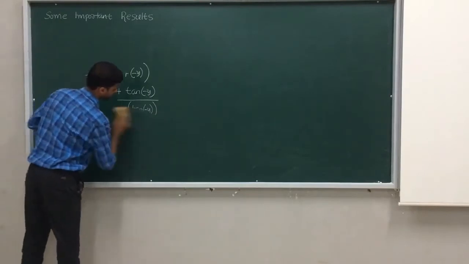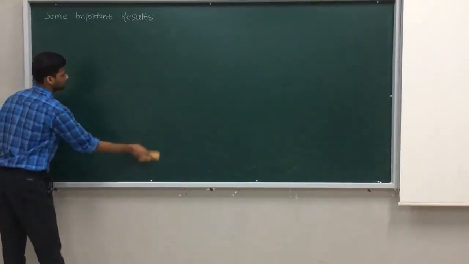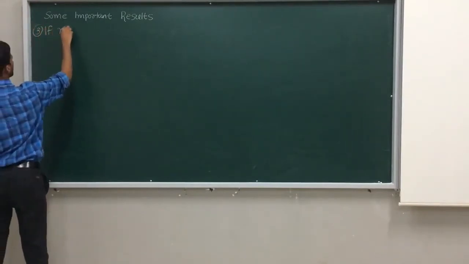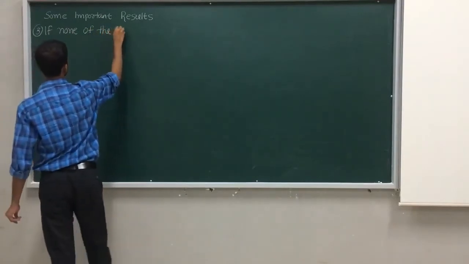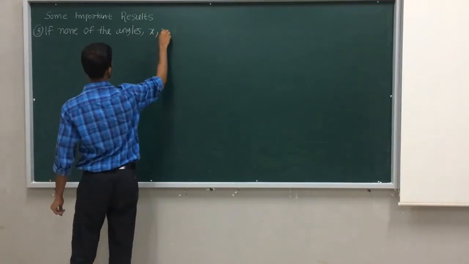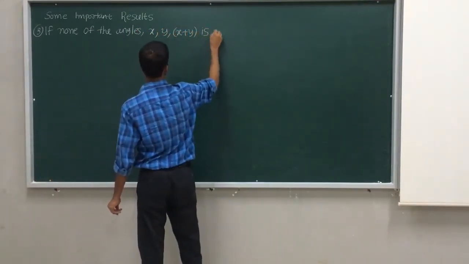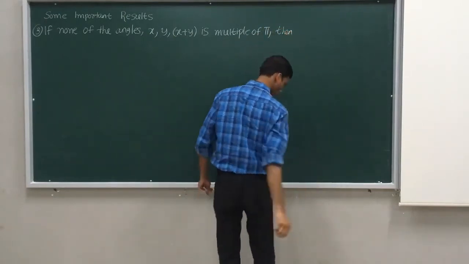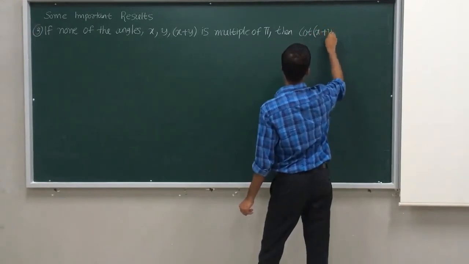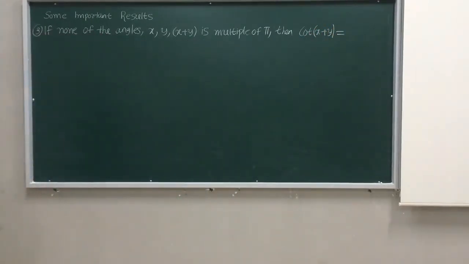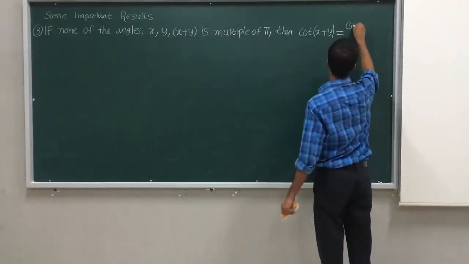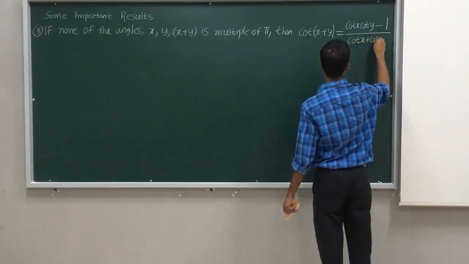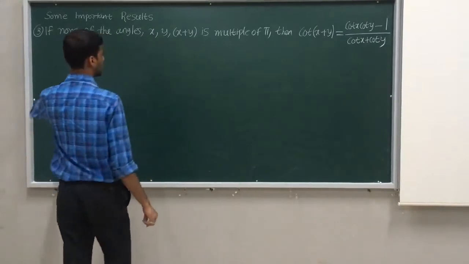Number 3 we'll discuss now. If none of the angles x, y, x plus y is a multiple of pi, then cot of x plus y is equal to cot x cot y minus 1, whole divided by cot x plus cot y. Again, I think you can guess this thing.